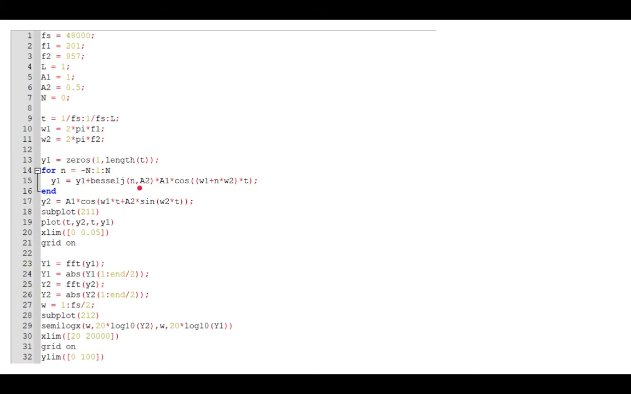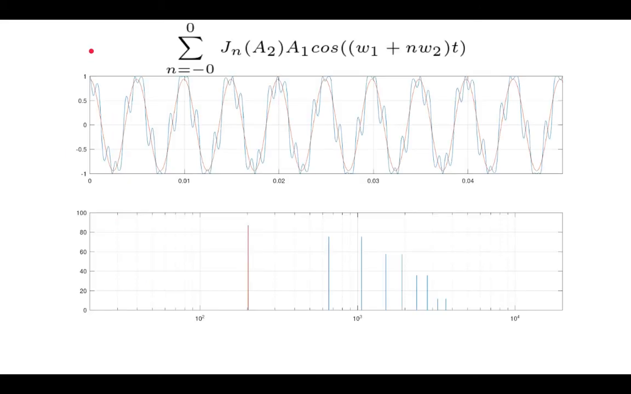And you can see here in Octave, the Bessel function has two inputs, n and a2. So like I said, that subscript is more like an input than anything. We'll start with just n equals 0, so this will just be a single term. That's just going to give us a single frequency at f1, at 201 hertz. So you can see that's the fundamental frequency of the more complex waveform.